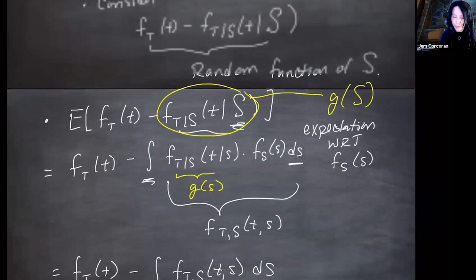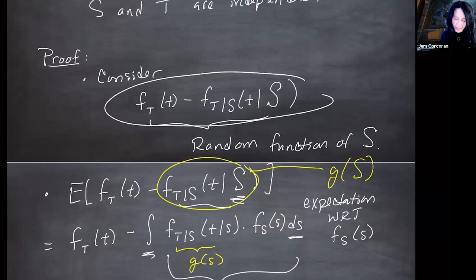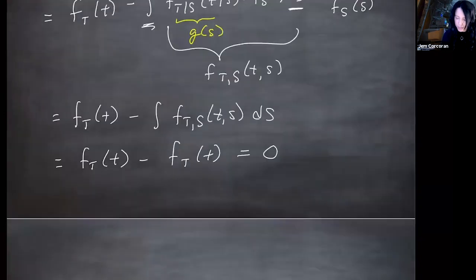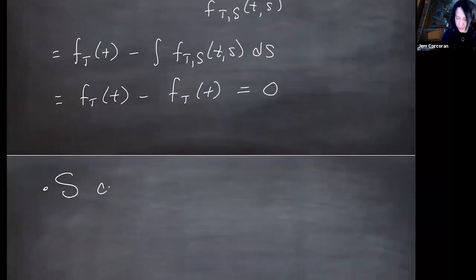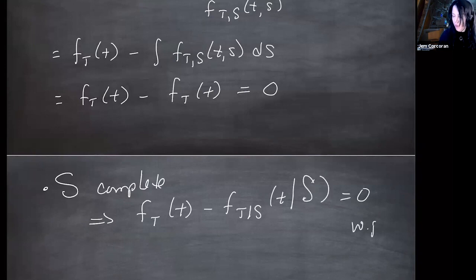So I started with a complete and sufficient statistic S, and I have a function of that complete and sufficient statistic whose expected value is 0. So by completeness, I know that the function inside this expectation is going to be 0 with probability 1. So S complete implies that the function that we just took the expectation of with the random S is 0 with probability 1.